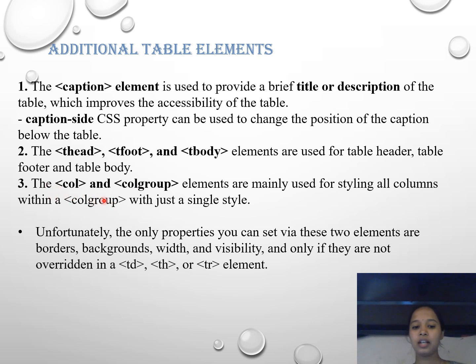The col and colgroup elements are mainly used for styling all columns within a colgroup with just a single style. Unfortunately, the only properties you can set via these two elements are borders, backgrounds, width, and visibility, and only if they are not overridden in td, th and tr elements.